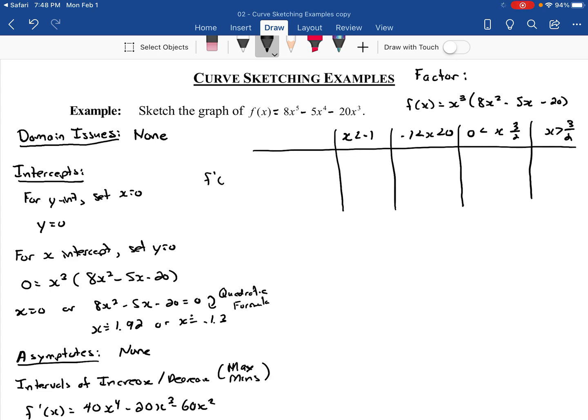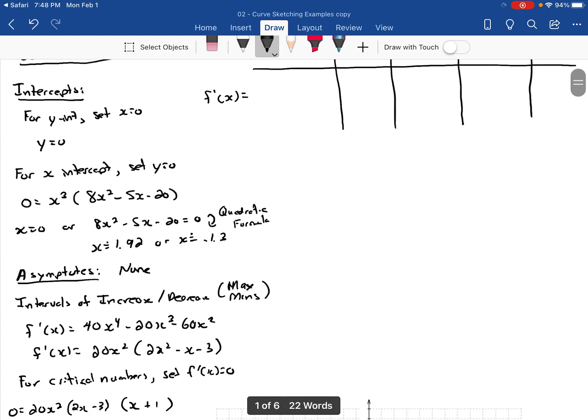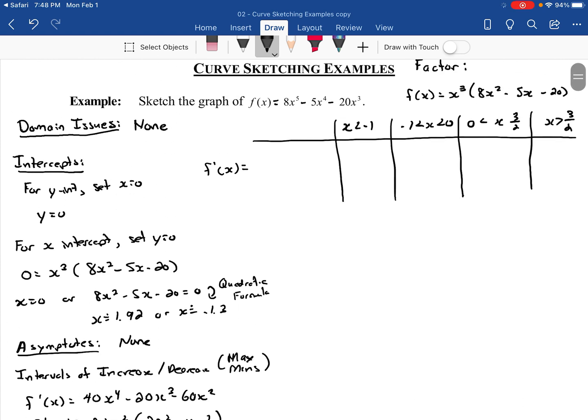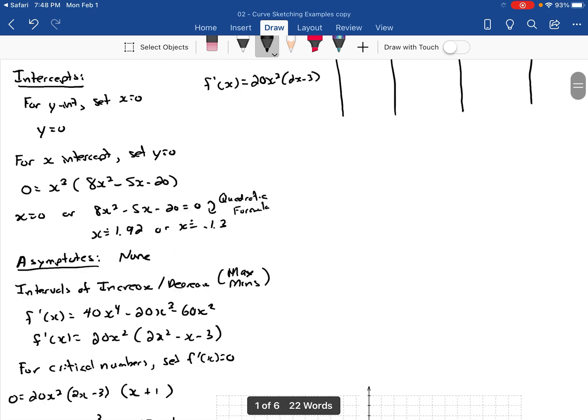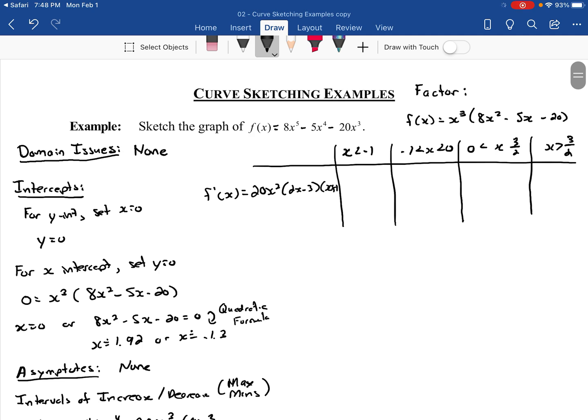So here's my sign derivative chart. Let me get all the pieces of that thing. It was 20x squared, a 2x minus 3, and an x plus 1. Then you come up with your test values. So I got like a -5 test value, and that's going to lead to a positive, negative, negative. So this section is going to be positive in there. Between -1 and 0, I'll use -0.5. So 20x squared, that's going to be positive, negative, but now a positive in here. So that section is going to be negative.